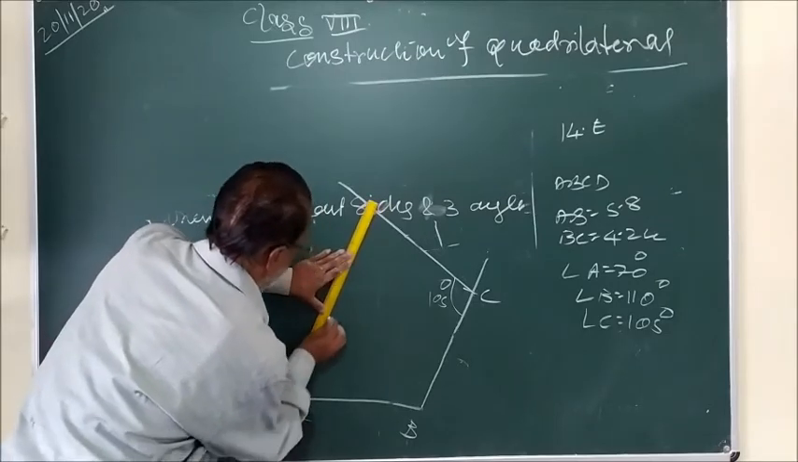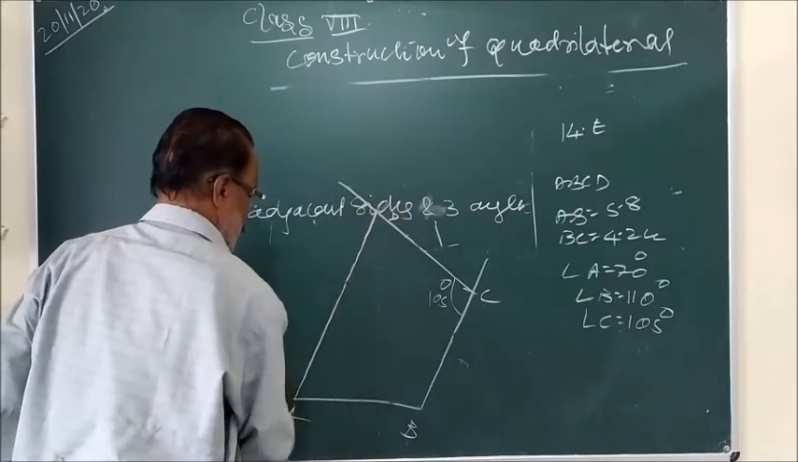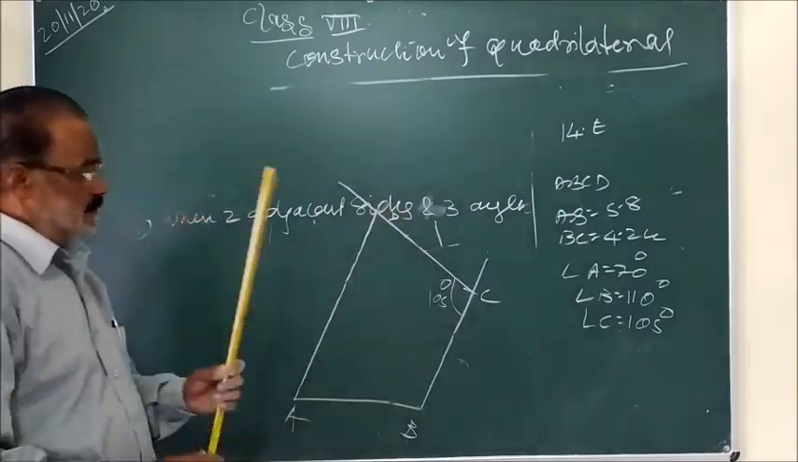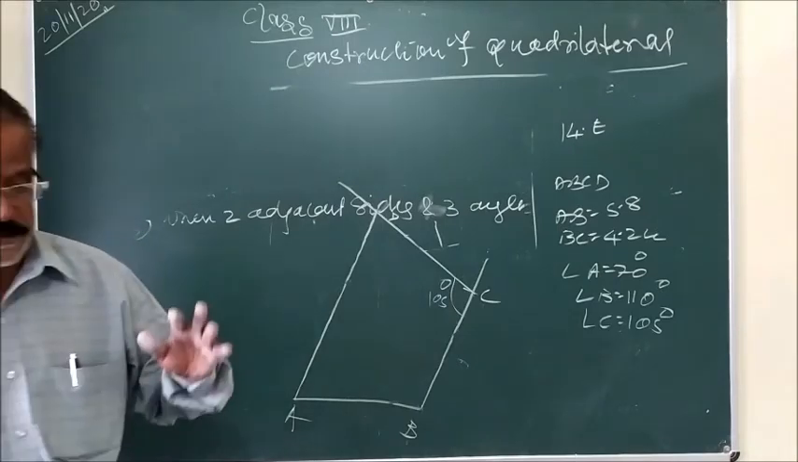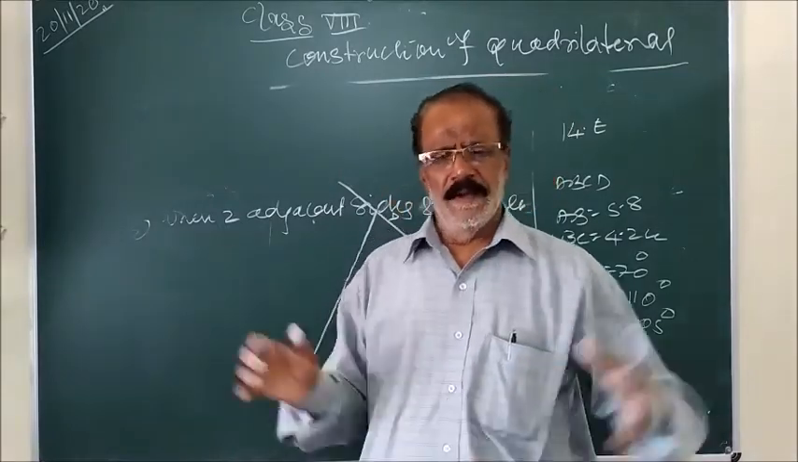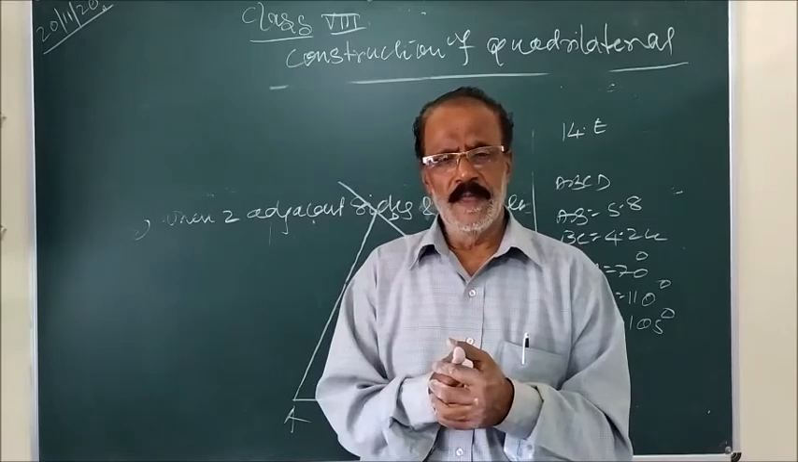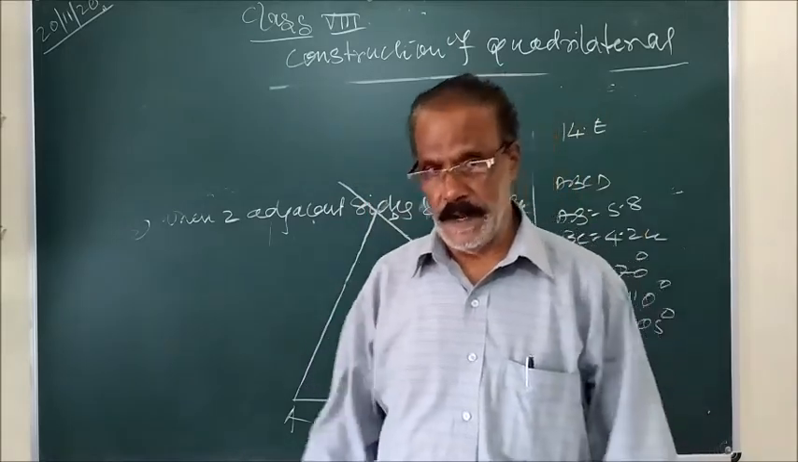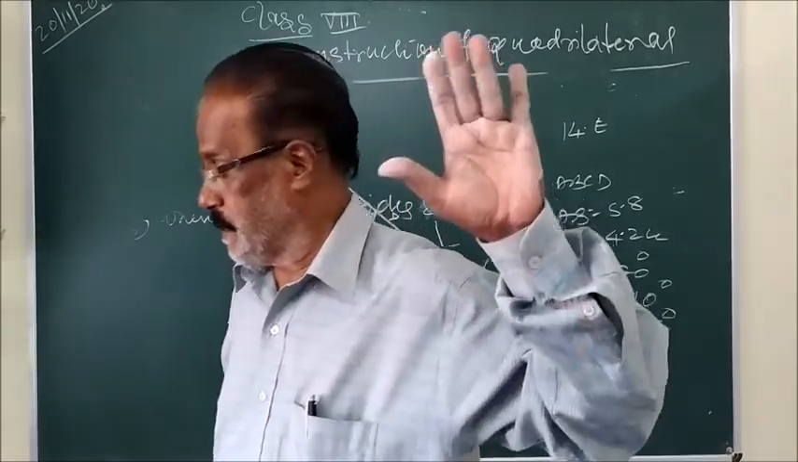So here is a different situation, this is B. A, B, C, D is the required quadrilateral. So my dear, you will try to complete this exercise 14 A, B, C, D, E. So these are the different situations in which you can construct the quadrilateral. You will use and I am sure you can solve. Thank you and have a nice day.